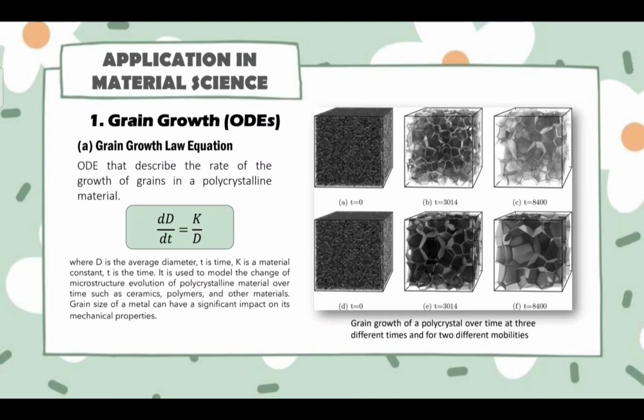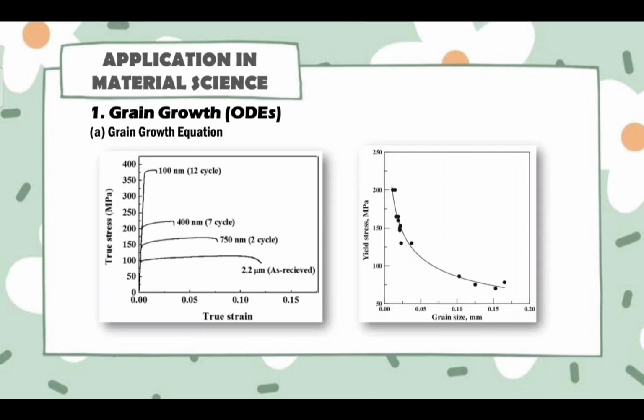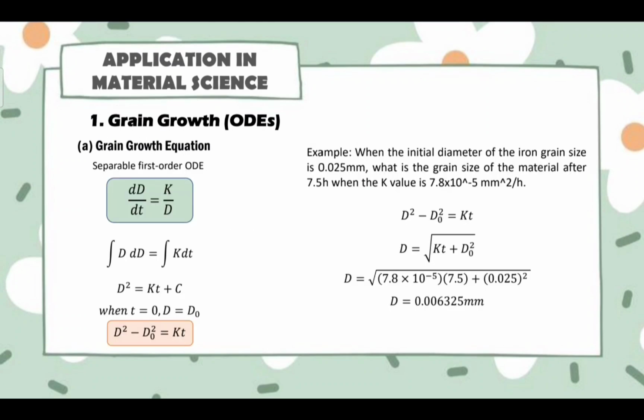Grain size of a metal can have a significant impact on its mechanical properties. From this table, we can observe that the smaller the grain size, the higher the yield strength and the tensile strength, but the lower the ductility. The graph also shows that the smaller the grain size, the greater the gradient, where the gradient is represented by Young's modulus of elasticity.